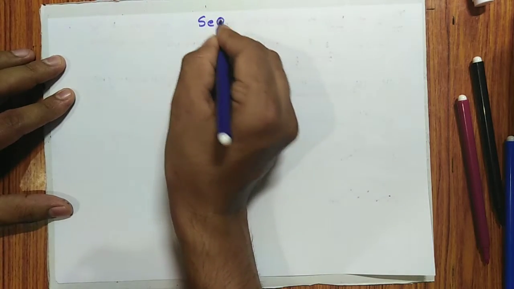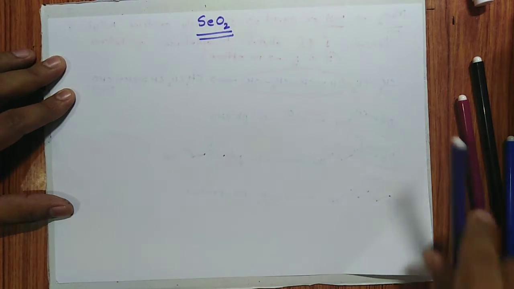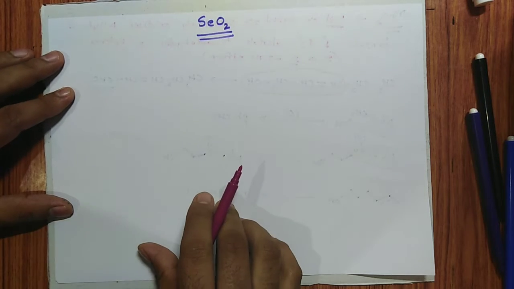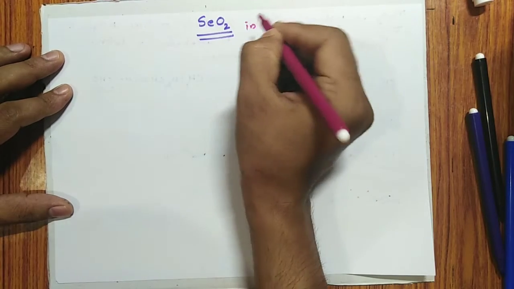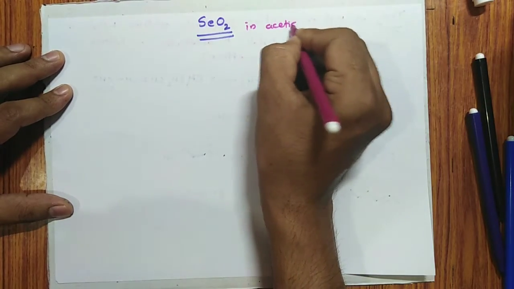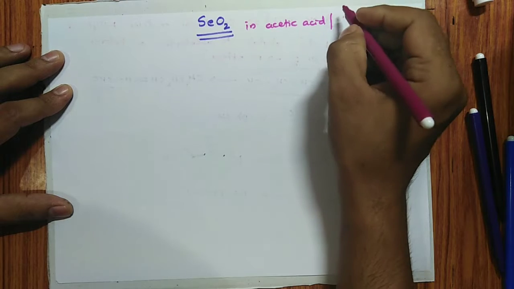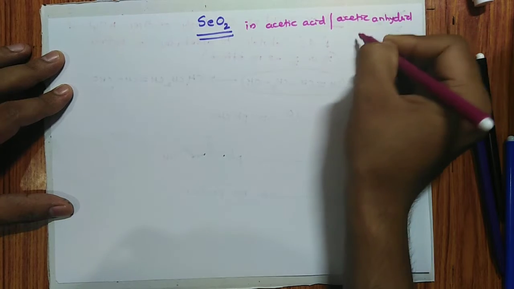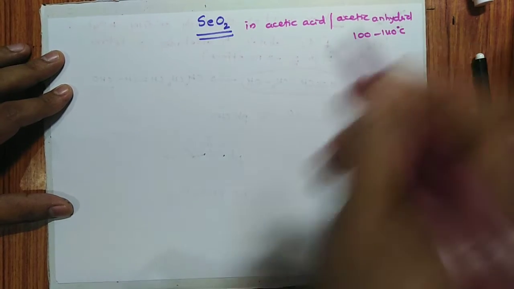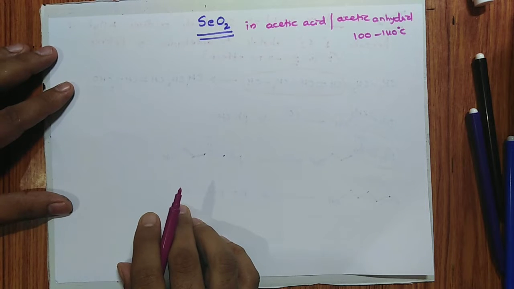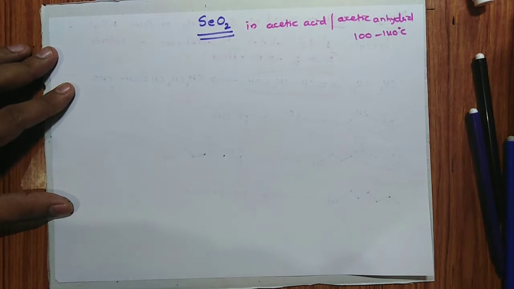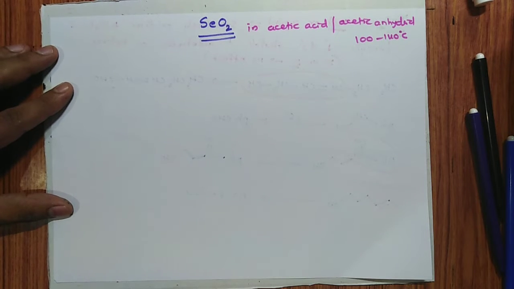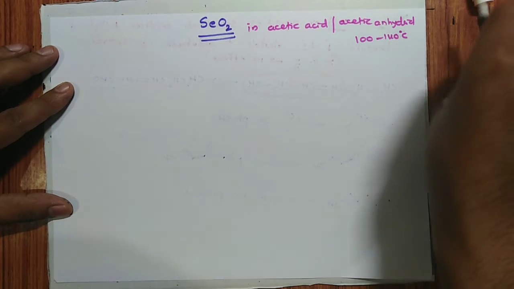Then we will discuss a very important reagent, that is SeO2, selenium dioxide. Remember, selenium dioxide, it may be in acetic acid, or it may be in acetic anhydride. So temperature required is around 100 to 140 degrees Celsius. It acts as a good oxidizing agent. So in organic chemistry, SeO2 plays a very important role. Remember that particular thing.